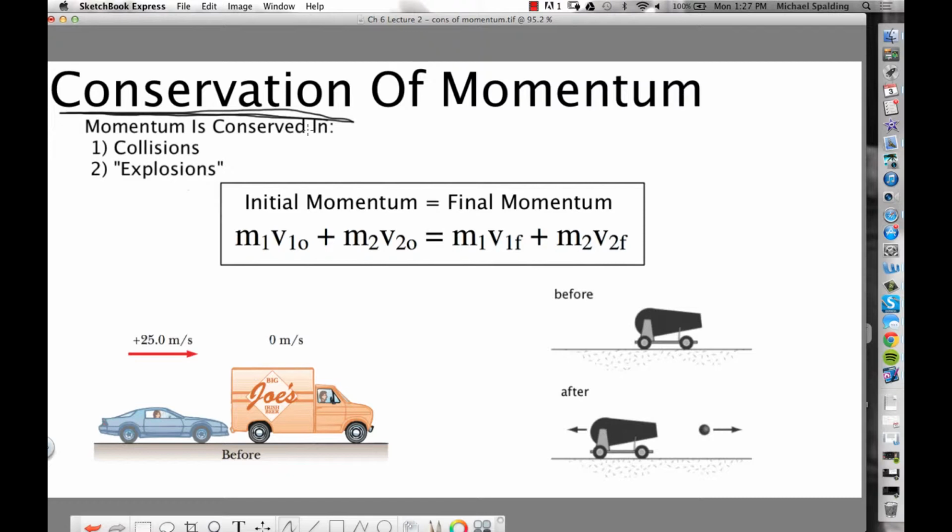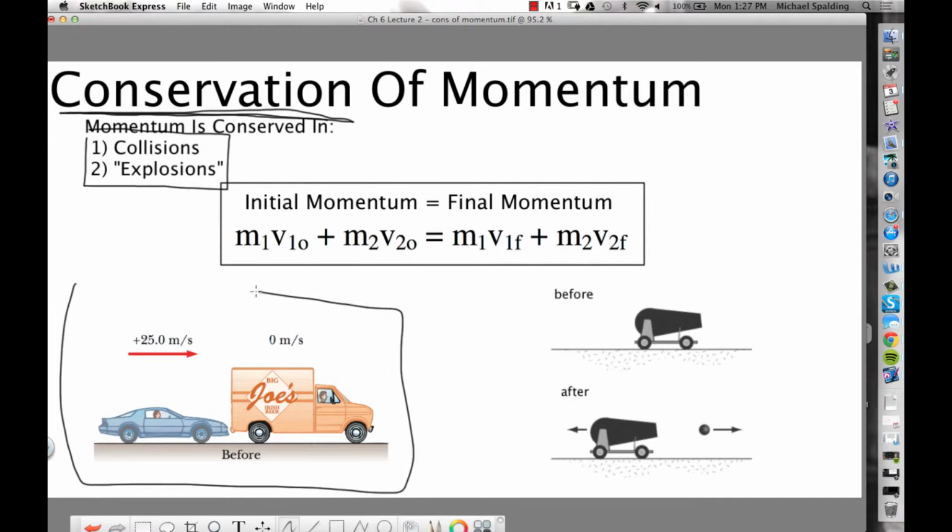Now, where do we apply conservation of momentum? We apply it to two things. First, collisions, which is easy. That's what we have in this diagram. This guy's not paying attention in his car because he's texting his friend, and he looks up and, oh dang, who's in front of him? The Big Joe's beer truck. So bam, collision. What's going to be true in that collision? The momentum before the collision is going to equal the momentum after the collision.